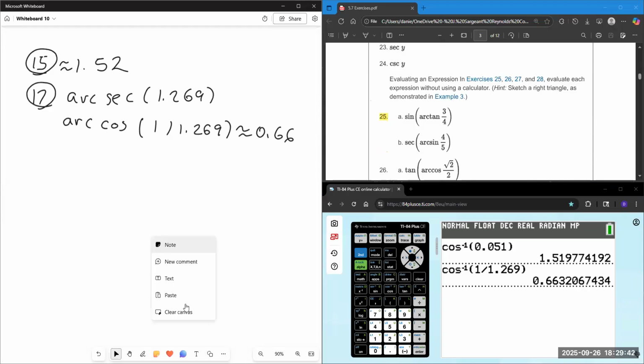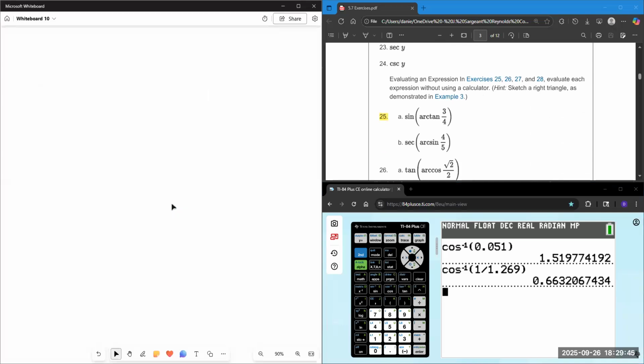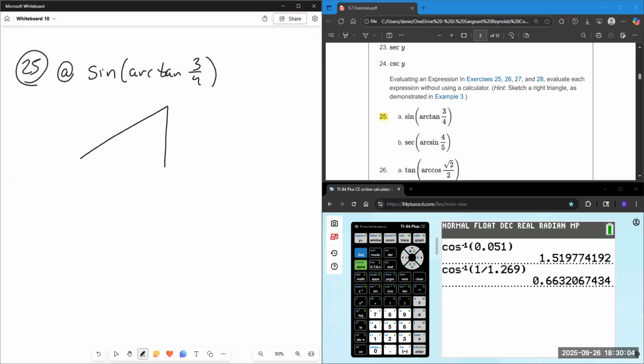We want to evaluate expressions, and we'll be drawing triangles to help ourselves evaluate the expressions. So first, we want the sine of the arc tangent of 3/4. Tangent is positive. I'm in quadrant 1. 3/4, so opposite over adjacent. I know that this is a 3, 4, 5 right triangle.